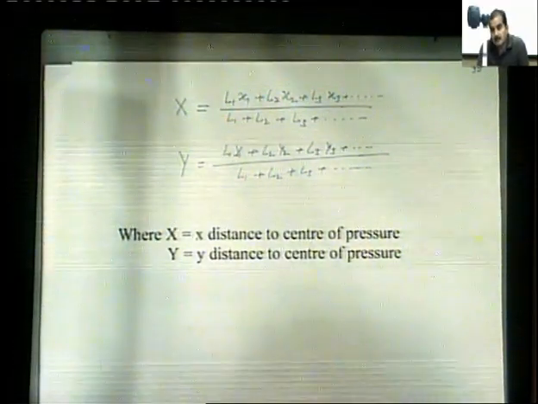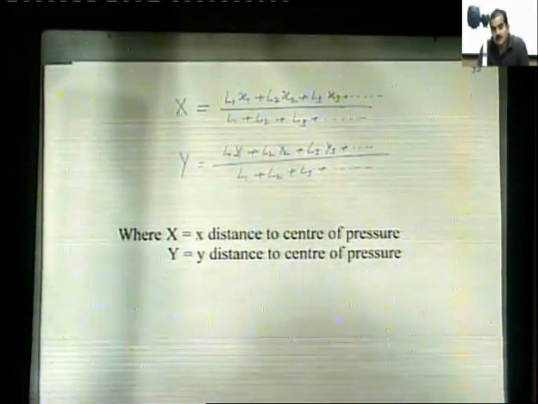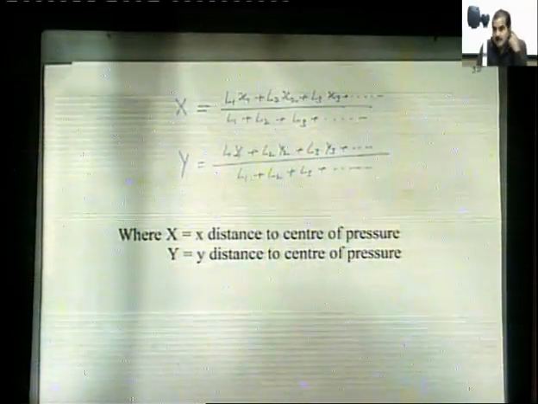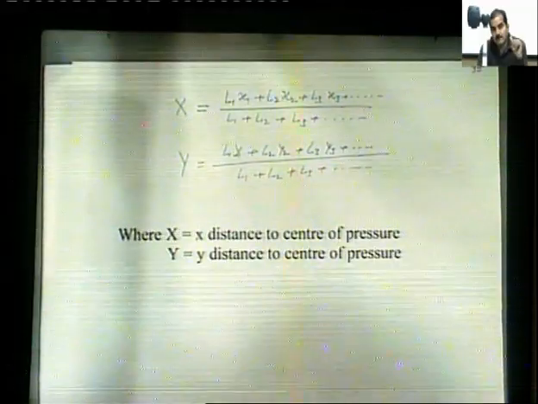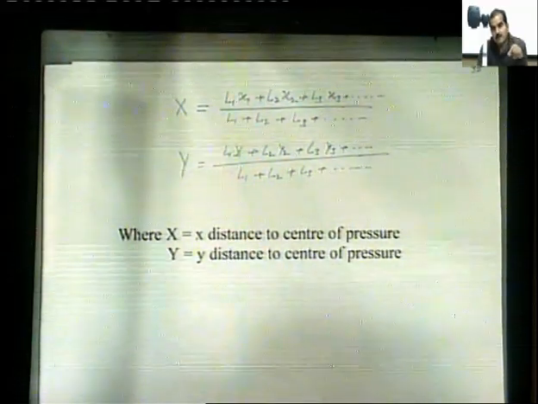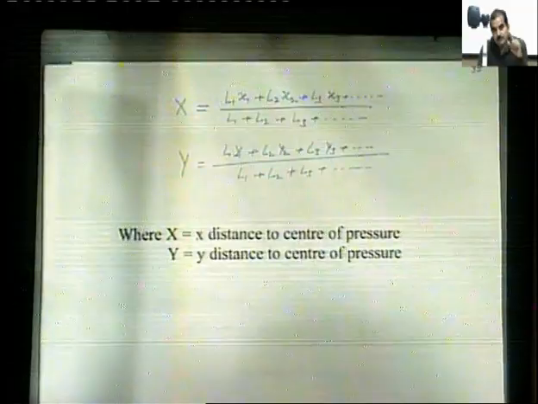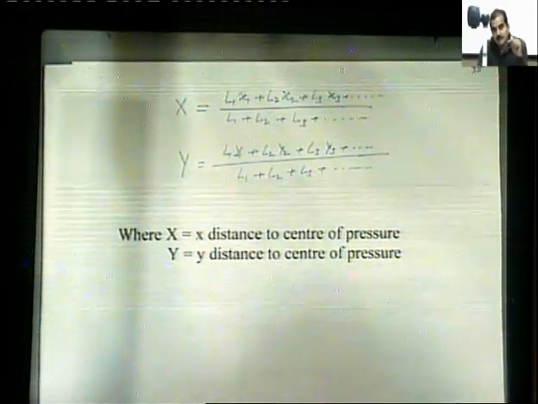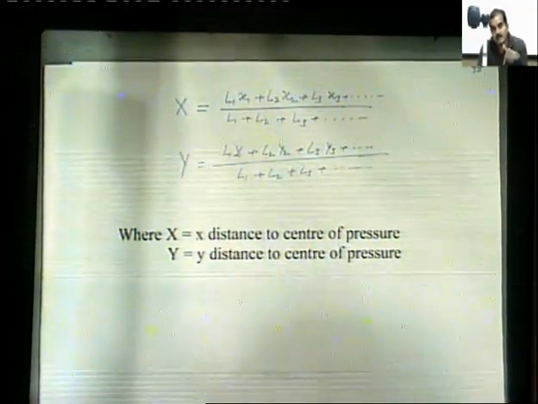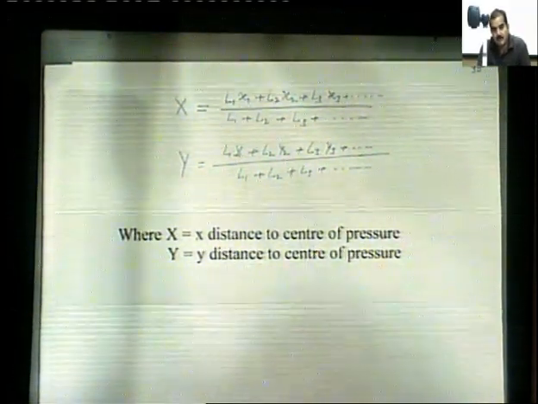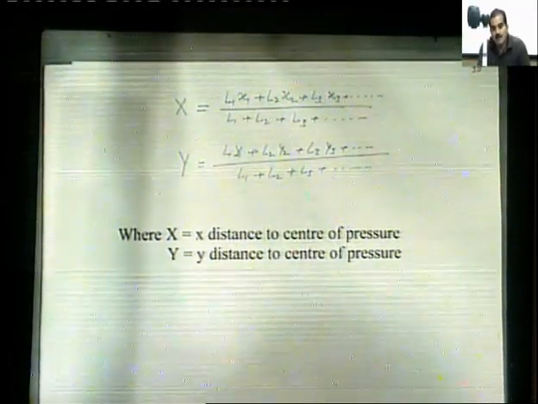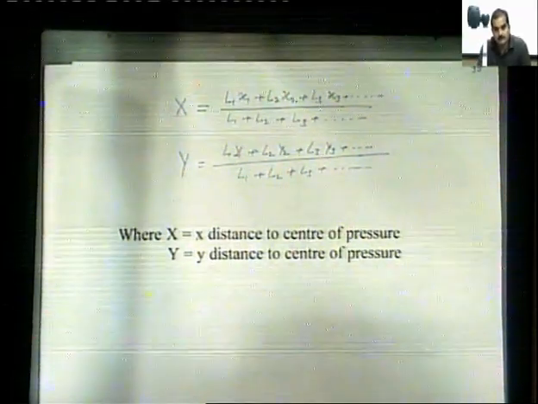And before starting the cutting operation and before positioning the punch on the ram, the center line of the press ram is made to pass through this center of pressure we have just calculated. Then and only then we can have a proper cutting operation.